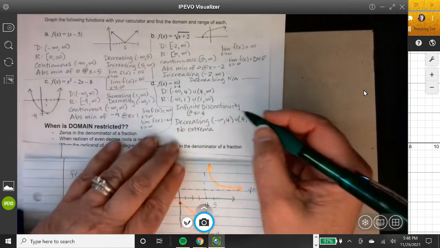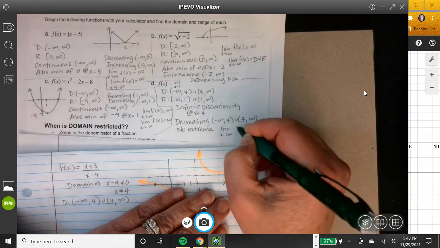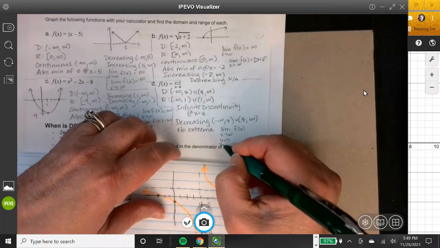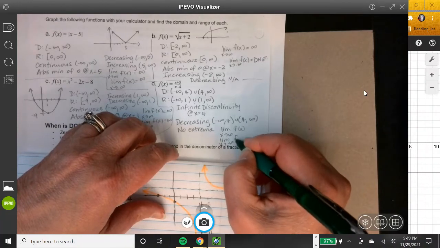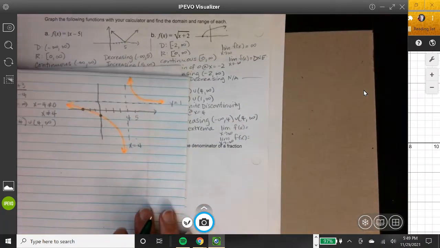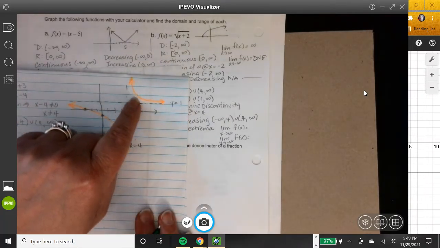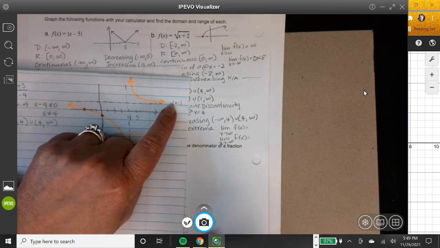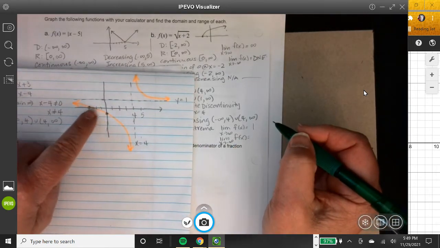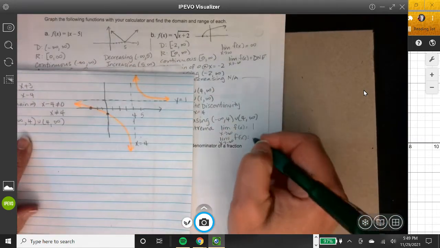So let's do our end behavior limits here. The limit as x goes to infinity of f of x, and the limit as x goes to negative infinity of f of x here. All right, so what happens as x gets really large? As x goes to infinity, my y is headed to, that's right, 1. And as x goes to negative infinity, my y is headed towards 1.